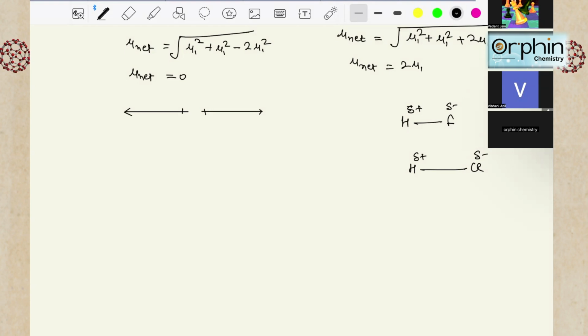Both will have a mu, and both mu will be different. The one which is more polar will have a higher value of mu. More the distance, more the polarity; more the charges, more the polarity.